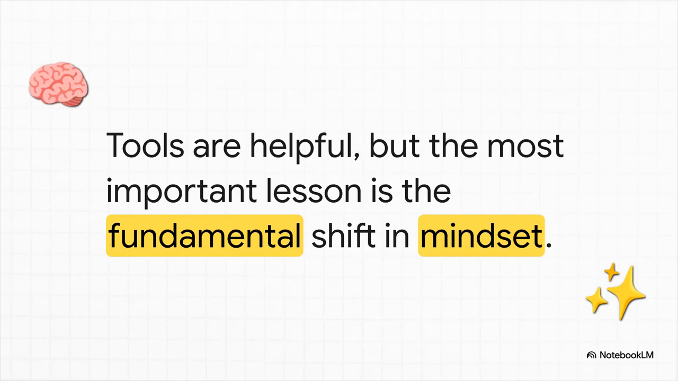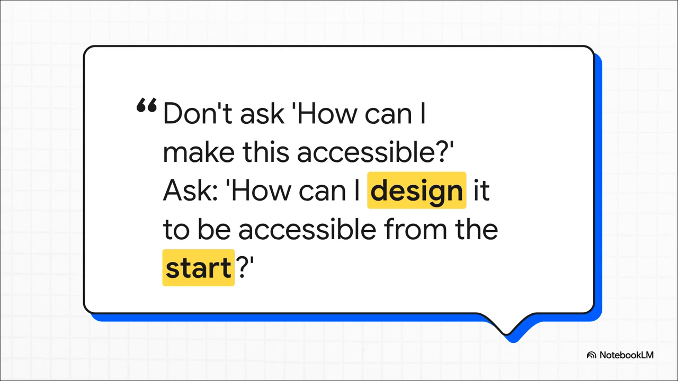But when it all comes down to it, all these tools and checklists are just the beginning. They're super helpful, but they're not the real takeaway. The most important thing, the thing that will truly change how you build and create, is that fundamental shift in your own mindset. So I'm going to leave you with this. It's a simple little rephrasing, but it changes everything. Stop asking yourself, how can I make this thing I built accessible? And start asking, how can I design this to be accessible from the very, very start? Because when that second question becomes your automatic go-to, you're not just ticking boxes anymore. You're building better worlds for all brains.